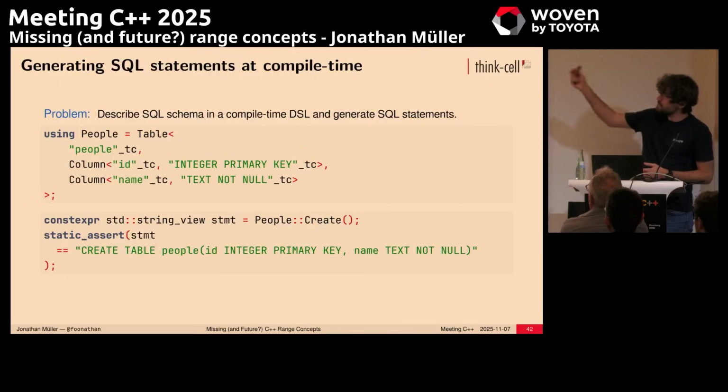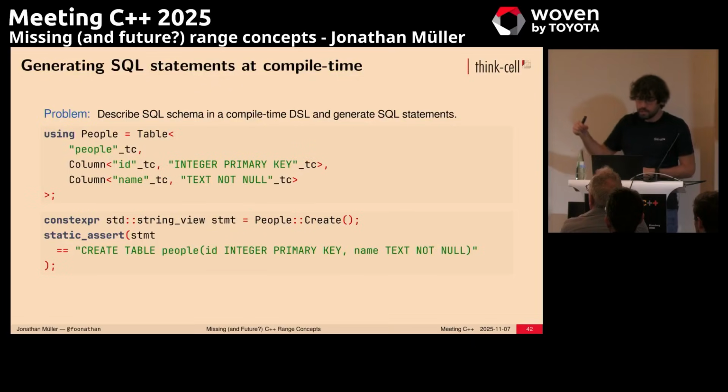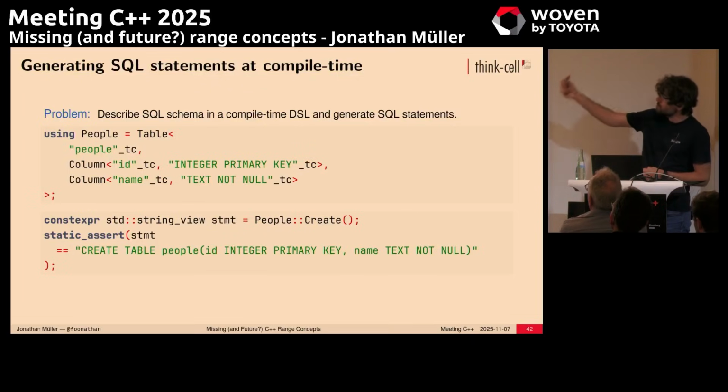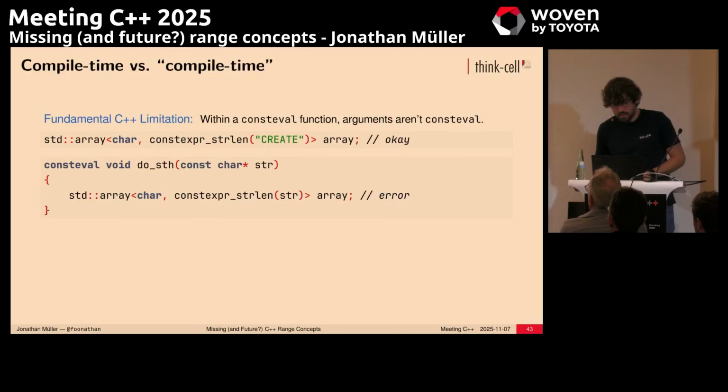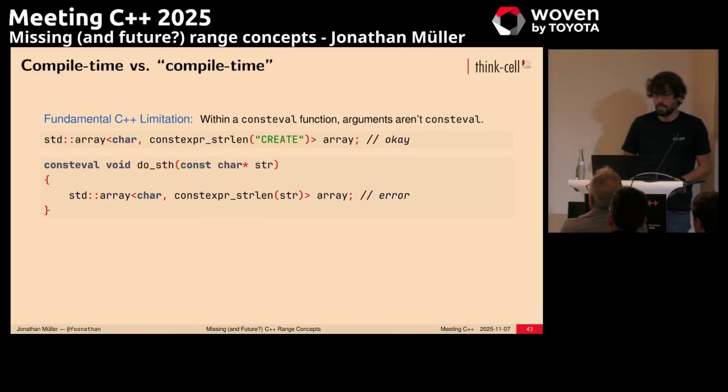So he says people is a table, that's the name of the table, it has 2 columns, and then I want to have the create statement, and I want to get at compile time a string to create this table. Now, 2 things before we get started. I need to talk about the difference between compile time and compile time.